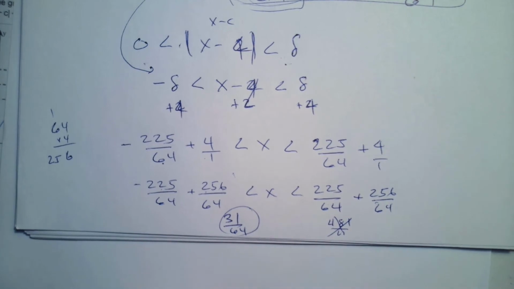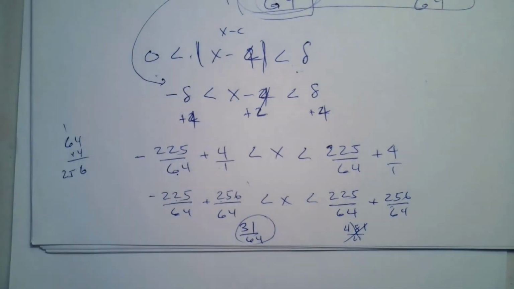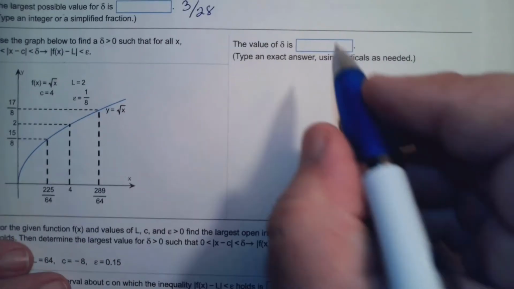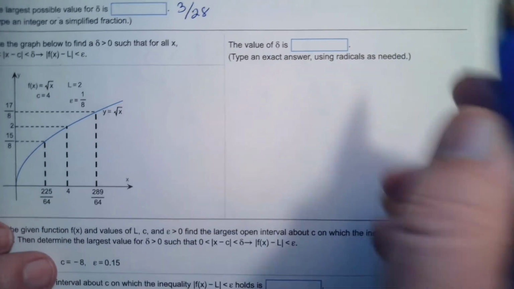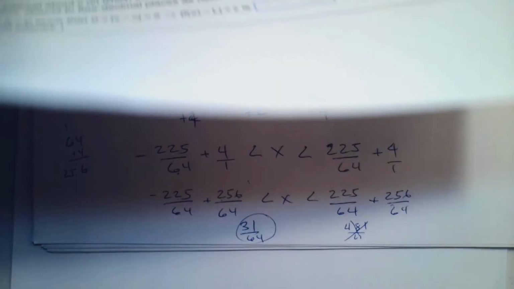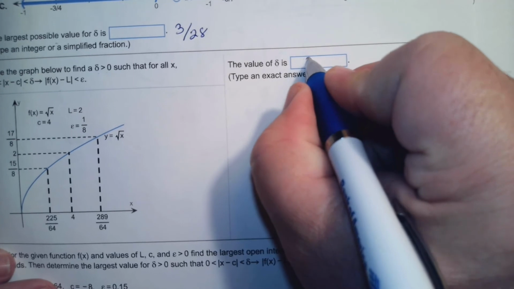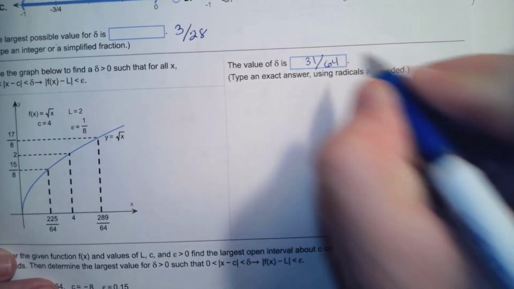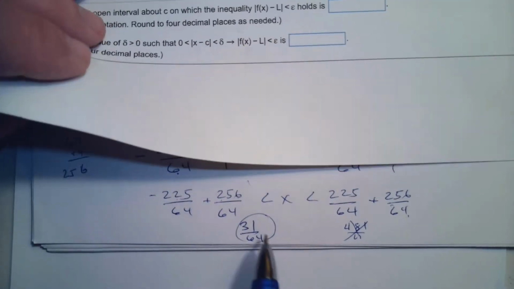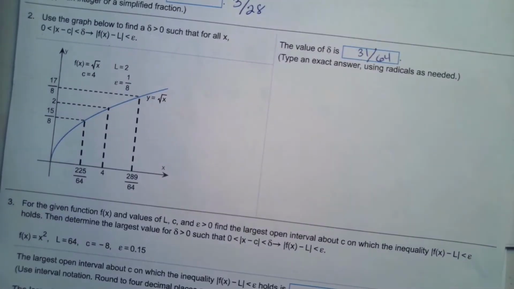So that's our value of delta: 31 over 64. Remember, we have to take the least of the two to make sure we cover everything.